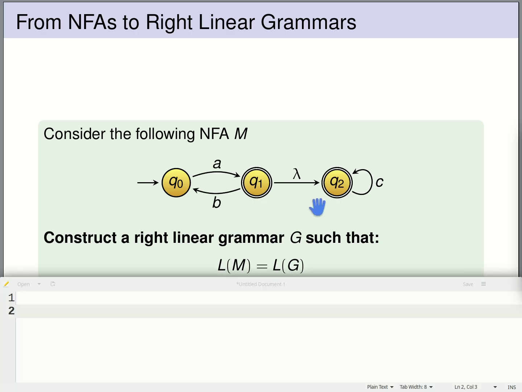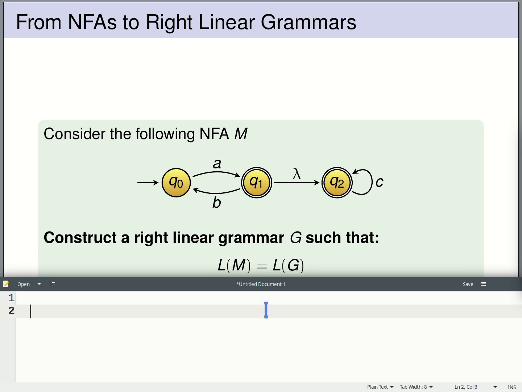So how do we translate a finite automaton into a grammar? The crucial idea is to consider the states of the automaton as variables in our grammar. So Q0, Q1 and Q2 are now variables in our grammar, and I will write them with capital letters to make clear that we are speaking about variables. So our starting variable is Q0, because Q0 is the starting state of our automaton.